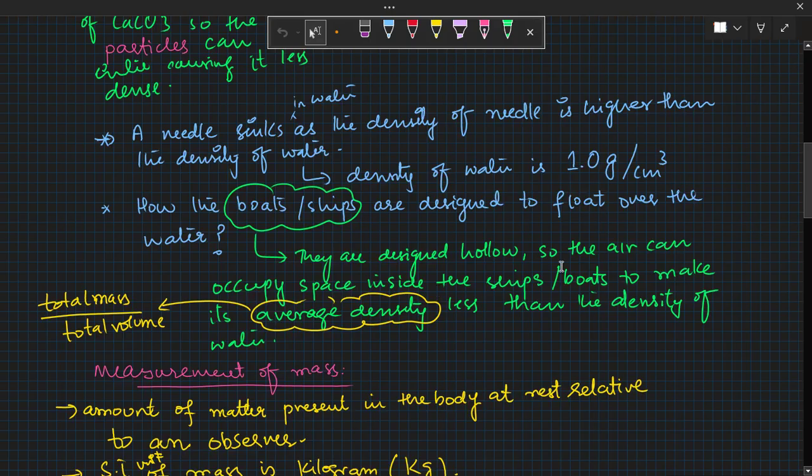So this is how objects are designed to be less dense, so that the load can be contained by the ship and people can be accommodated there. If they cross the limit, the average density increases, and the ship or the boat can sink, right? If the number of people increases, a large number of people are accommodated in the ship, and there will be less air. So the boat or the ship can sink.